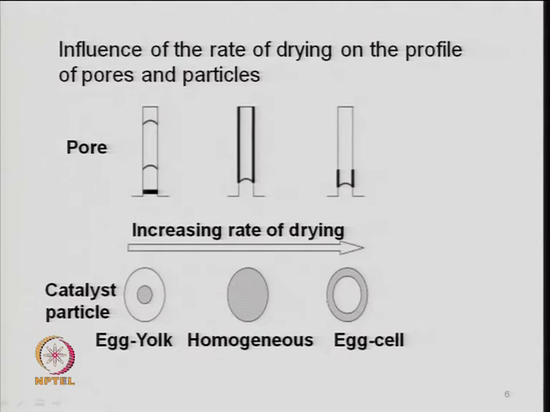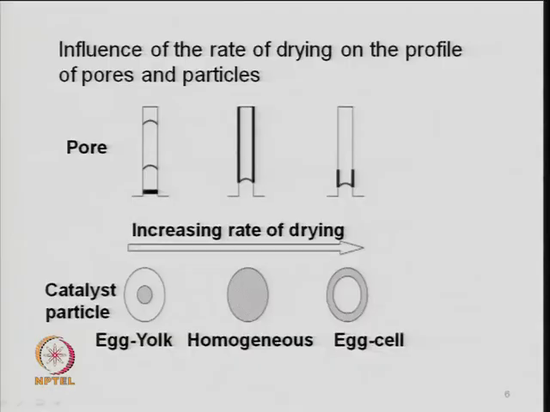So, this is what I was talking about: what are the process parameters which may affect the catalytic property. The rate of drying is important, how fast you dry it and at what temperature you are drying it. It is a kind of aging effect.